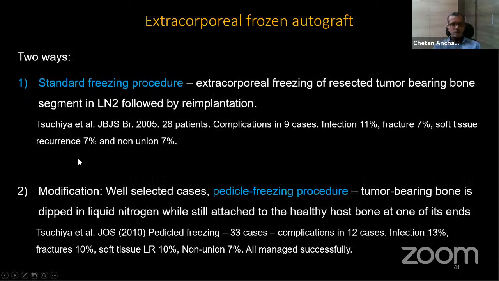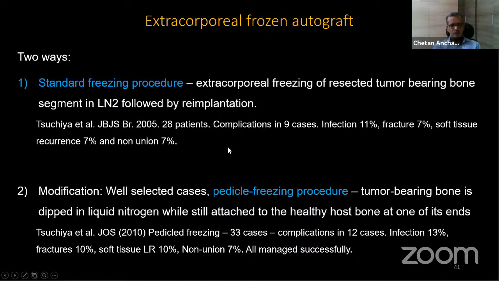We can do this procedure in two ways. One is a standard freezing procedure where extracorporeal freezing of the resected tumor-bearing bone segment is done in liquid nitrogen, followed by reimplantation, in which Tsuchiya et al. have reported on 28 patients in 2005. There were complications in 9 patients: infection in 11%, fracture in 7%, soft tissue recurrence in 7%, non-union in 7% of cases.